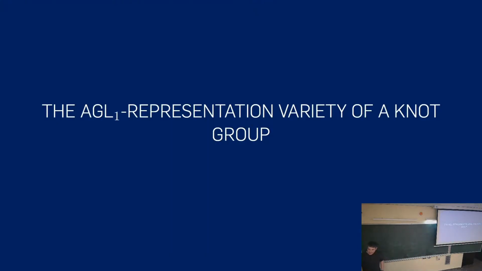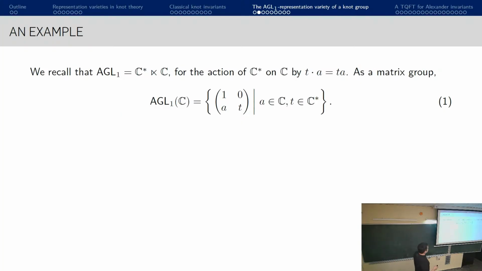Now, the main goal of the talk: we've spent roughly half an hour or even a little bit more introducing things. Now let's wind things up. So now, representation varieties. AGL1 is the group of affine motions of the complex plane. It's the semi-direct product of C* times C. As a matrix group, it looks like this.